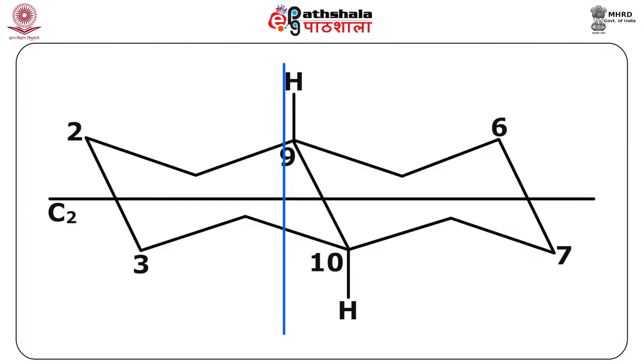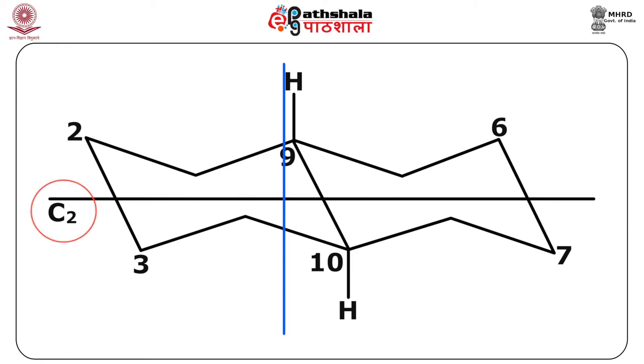It remains in the equatorial conformation with respect to both the rings, and we represent this conformation as the EE conformation. The EE trans decalin has a center of symmetry lying at the midpoint of the C9 and C10 bond as shown in this figure. And hence, it is an achiral or optically inactive molecule. That is, its mirror image is superimposable on it.